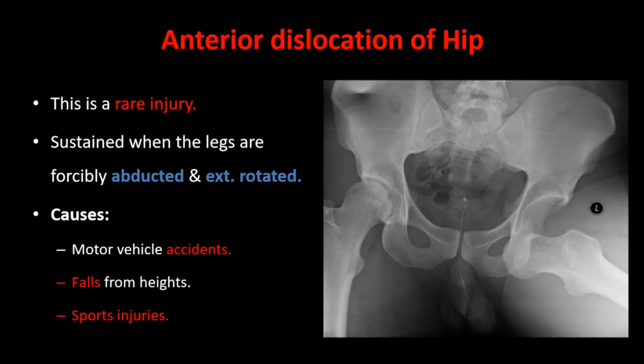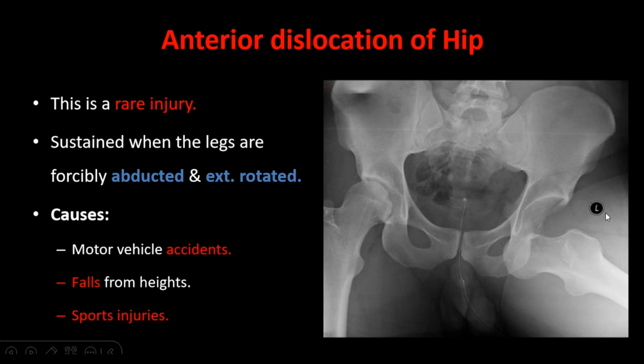Anterior dislocation of hip joint. So it is a rare injury, relatively uncommon when we compare it with a more common dislocation of hip, which is the posterior dislocation of hip joint. So here in anterior dislocation of hip joint, the femoral head moves forward anteriorly and out of the acetabulum.